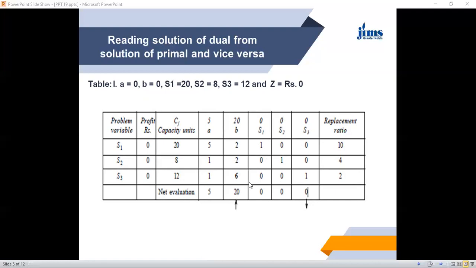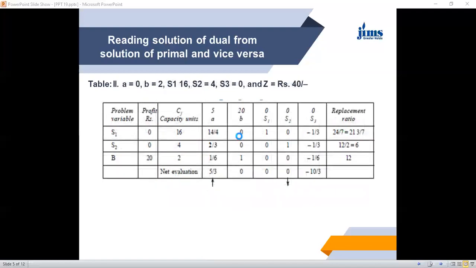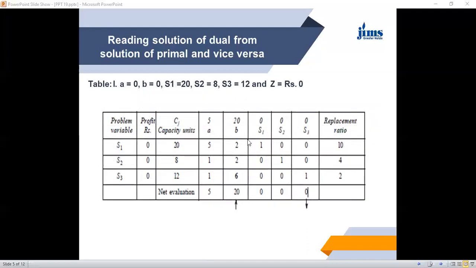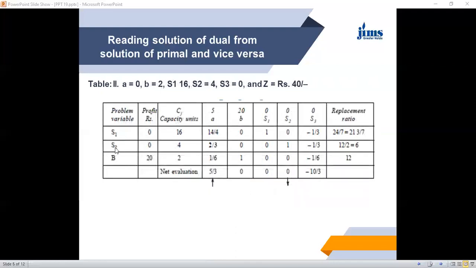So what does it mean? The key column indicates that this will be the incoming variable in the subsequent iteration, and the key row shows that this variable will be the outgoing variable in the next iteration. So S3 will be replaced by B. S1, S2 will remain, and S3 is replaced by B. So we write the profit contribution: S1, S2 remain the same at 0, and B has the contribution of 20. So we write here 20.